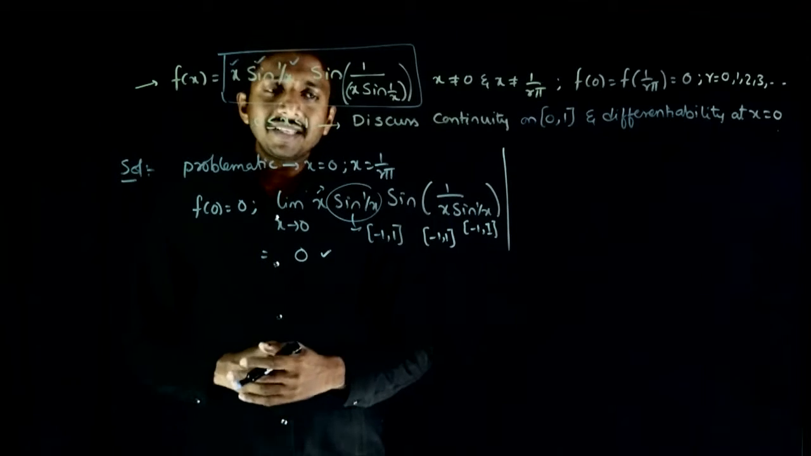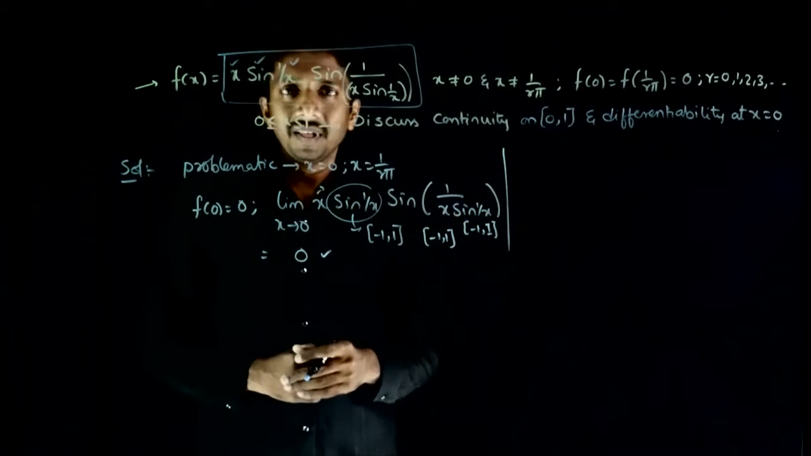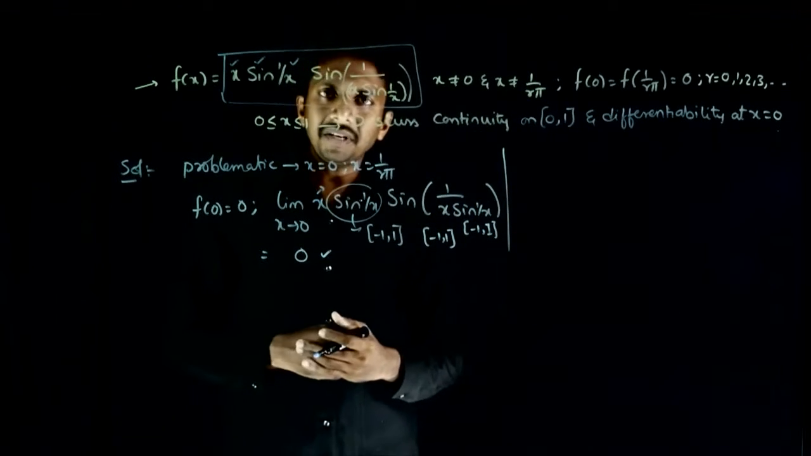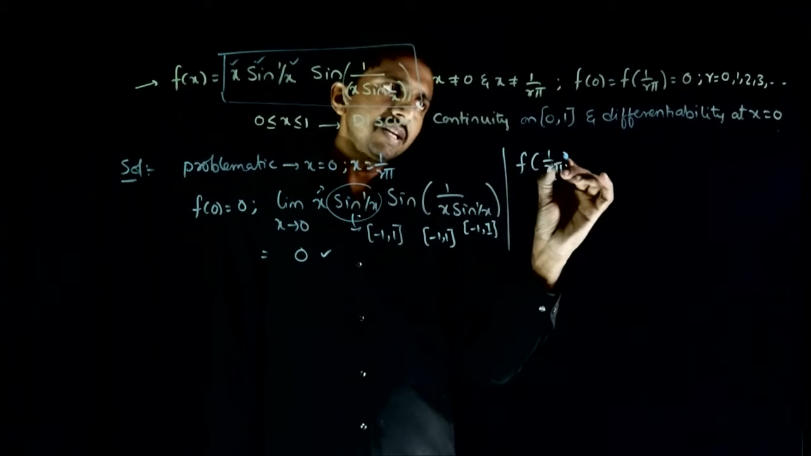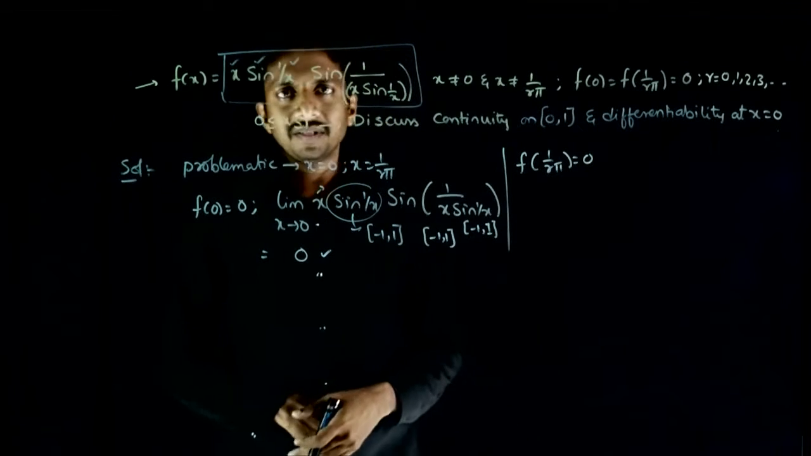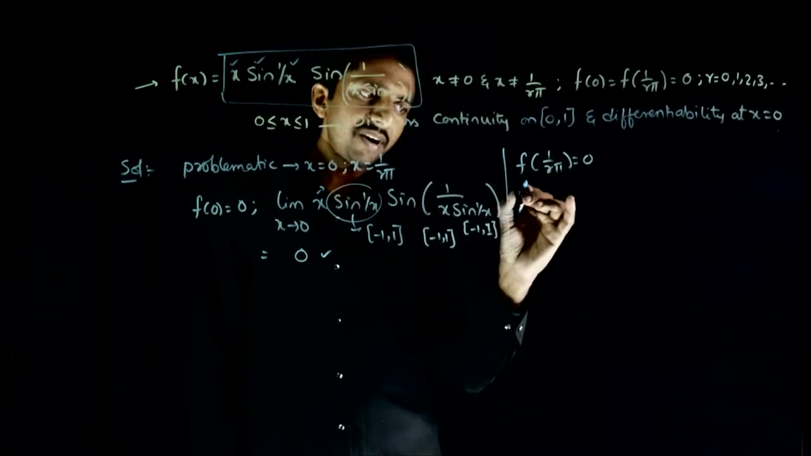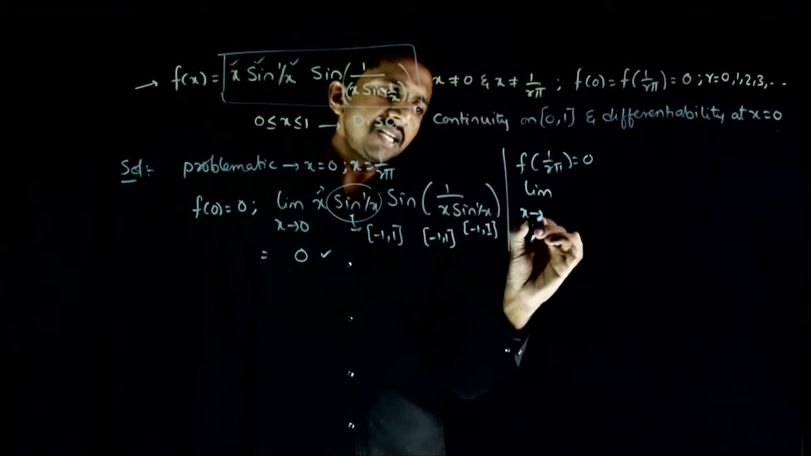Now let us discuss the continuity at 1 by r pi. We will take a general r and discuss the continuity. So what is f of 1 by r pi? It's defined as 0. The functional value is defined as 0. After this we will find the limit, limit x tends to 1 by r pi.